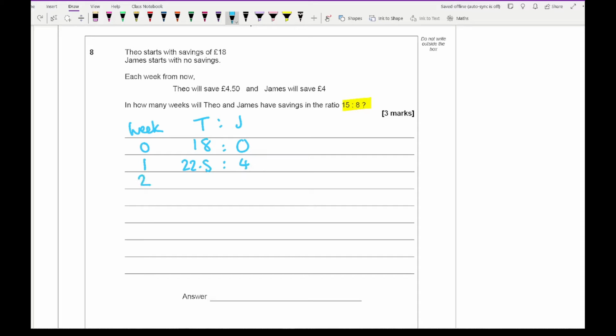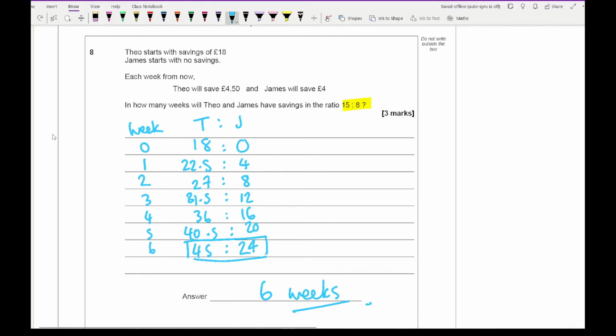Then in week 2, we add 4.5, so that's going to be 27, and this is going to be 8. The next one's going to be 31.5, and that's going to be 12. Then it's going to be 36, and then 16. Then it's going to be 40.5, and then 20, and then 45 to 24. And there is the one that we are looking for. So after how many weeks? Well, it's going to be after 6 weeks.